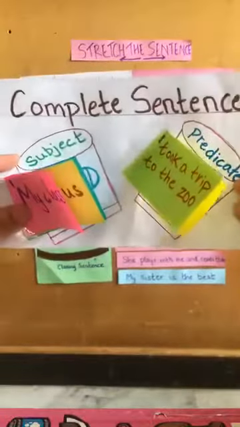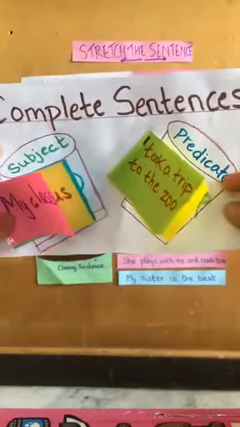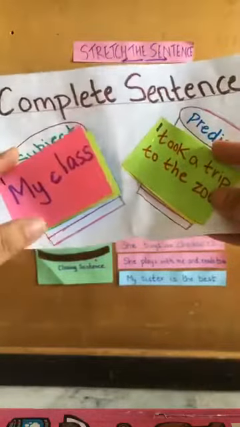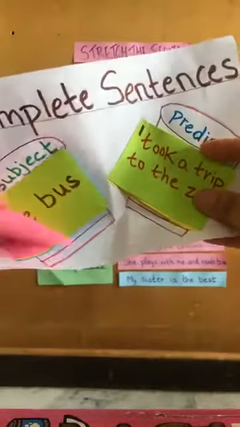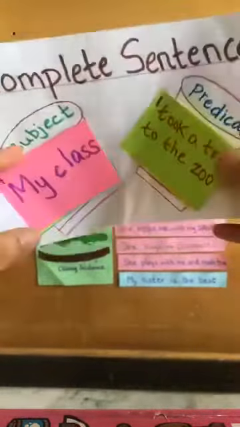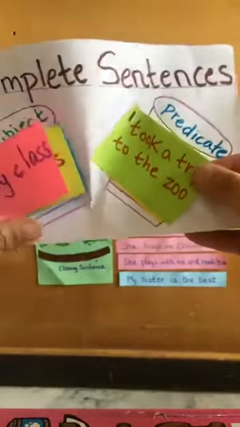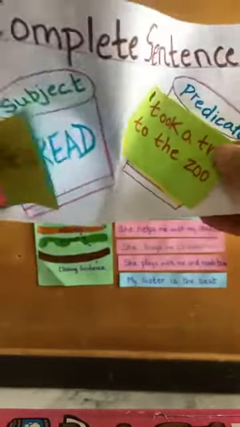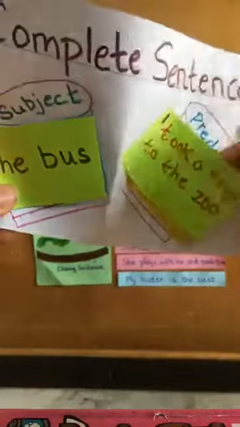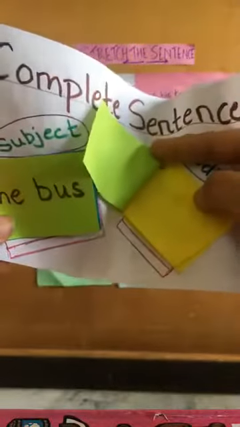Now I've just drawn something here which says complete the sentence, and I've written on one box subject and predicate, and I've stuck some post-its. So the first one is an example. My class, which is the subject, took a trip to the zoo. Took a trip to the zoo is the predicate. Now in the second one I've given the bus, which is the subject, and I have left an empty post-it for the child to fill in the predicate. Can be anything.